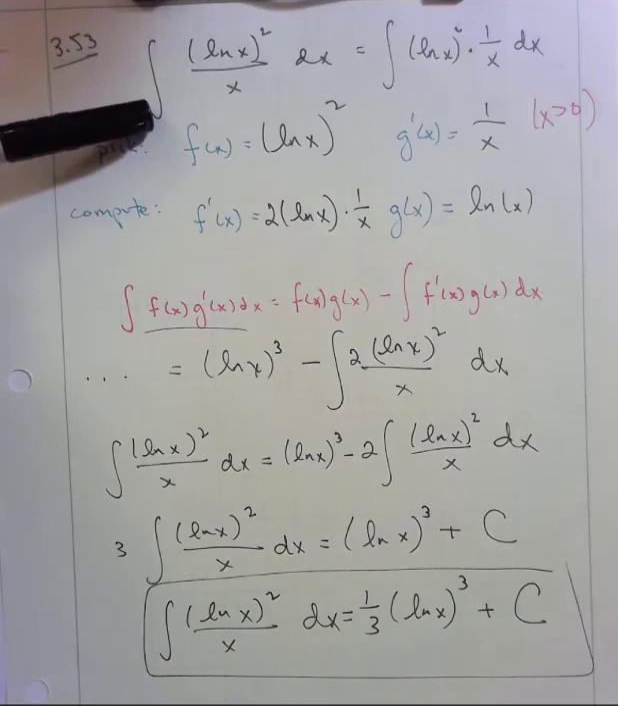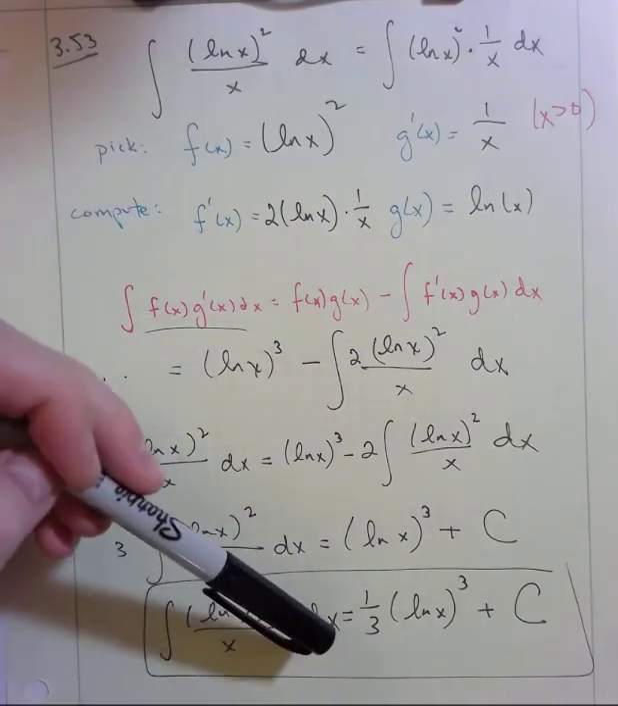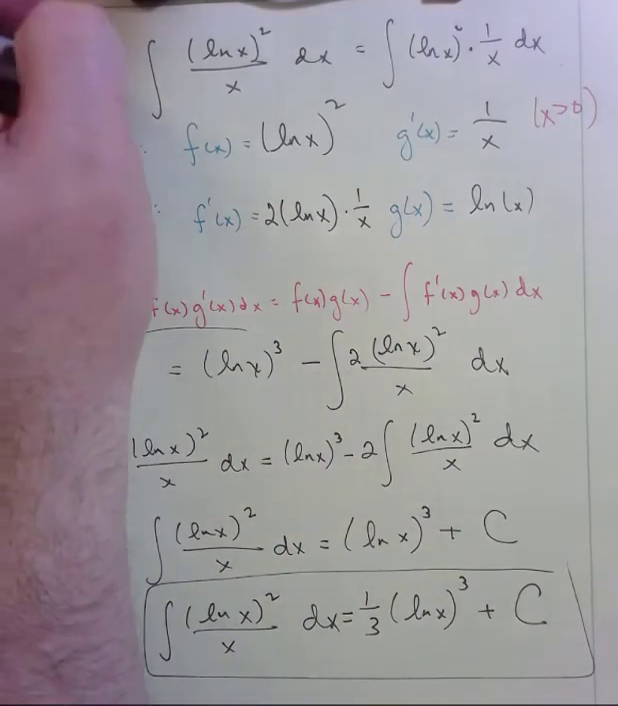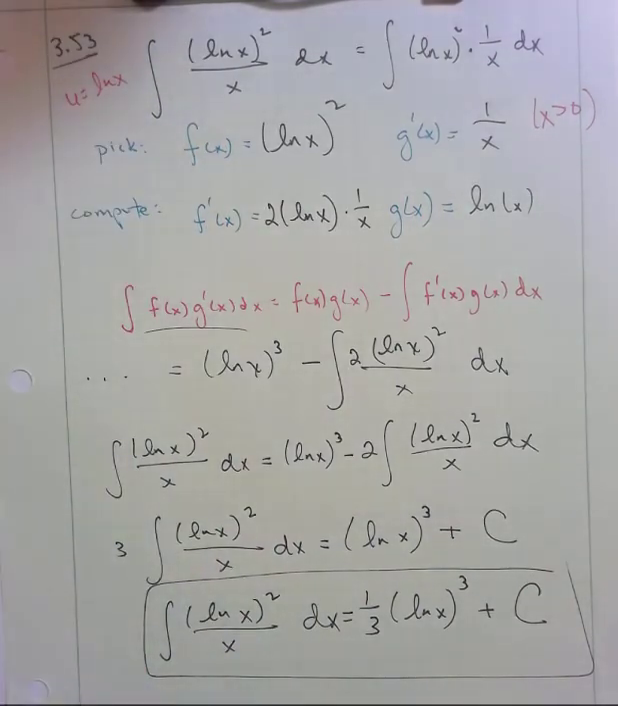Now, if you roll this back to the start and you look at the answer, you go, wait a minute, wouldn't this have been easier if we just started off with u equals natural log of x, and then du is 1 over x dx, and then we're integrating u squared du? Well, yeah, that would have been easier, but it wouldn't have been an example of integration by parts.